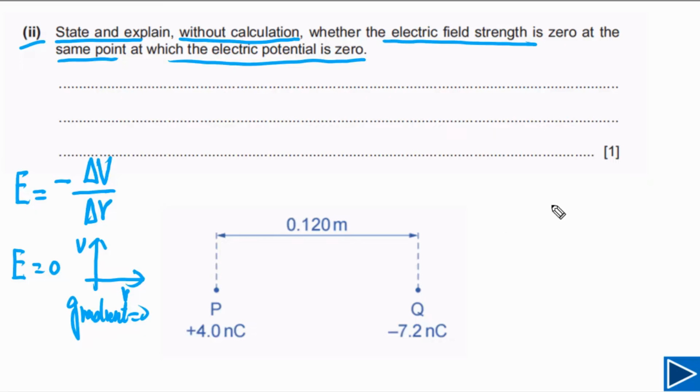Now let's sketch electric potential against R. First of all, we will sketch the potential against R graph, so V against R. In this case, we have two charges, one positive and one negative. I will place the positive charge here, and I will place the negative charge here. So this one is the negative charge, and this is the positive charge.